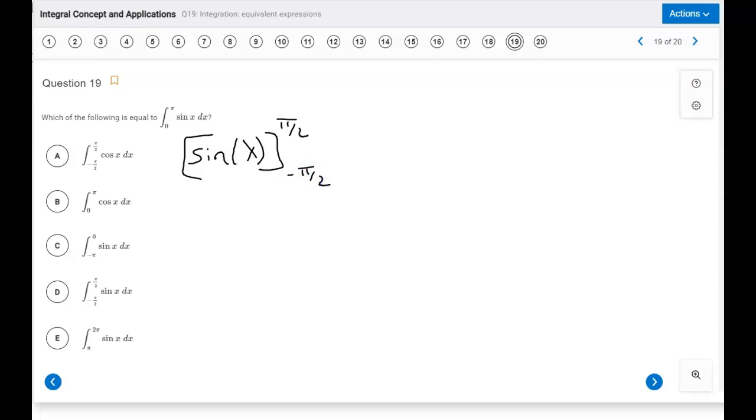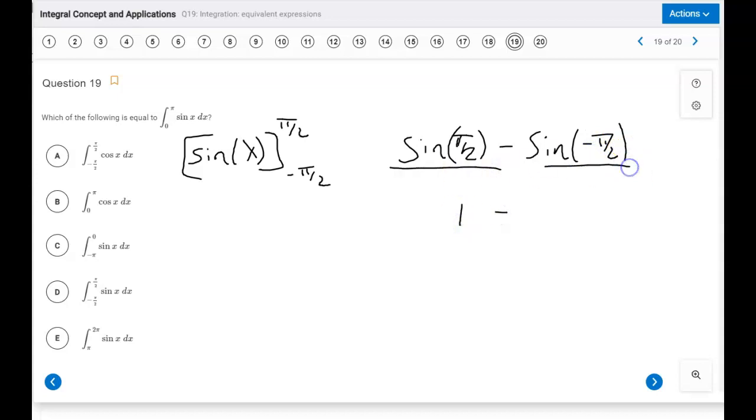And then we're going to go ahead and apply the fundamental theorem of calculus. All right, so this is 1 minus this one is -1, and we got lucky. I'm going to guess that that's the answer.